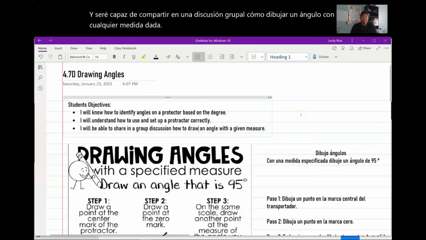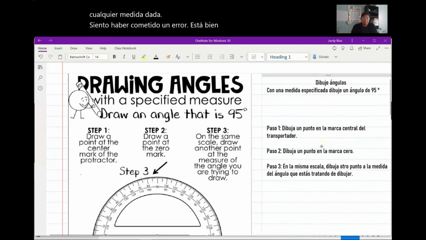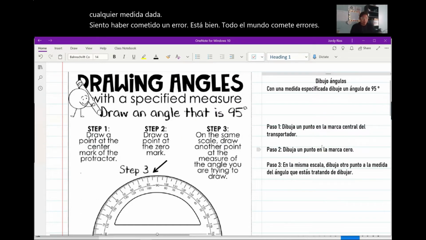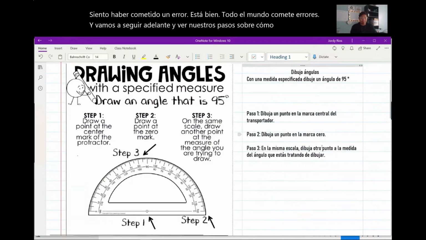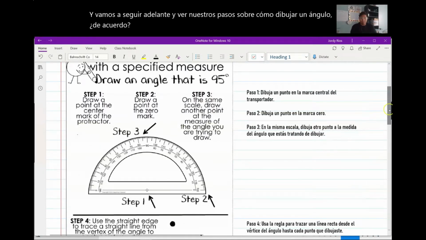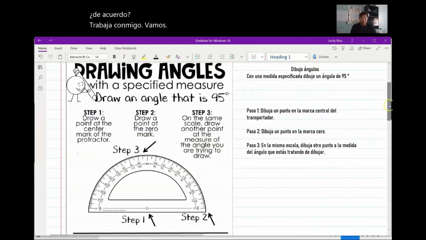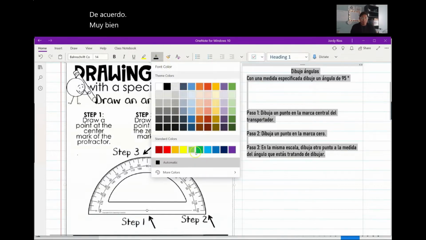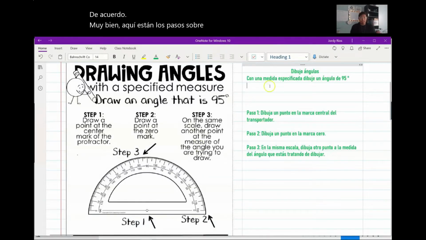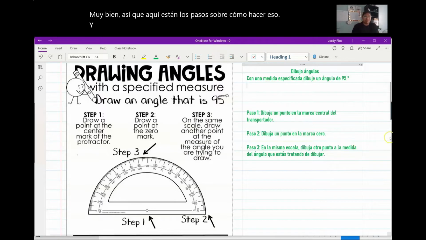Oops, sorry, made a mistake. That's okay, everyone makes mistakes. And let's go ahead and look at our steps on how to draw an angle. Here are the steps on how to do that, and here it is in Spanish just in case you need it.